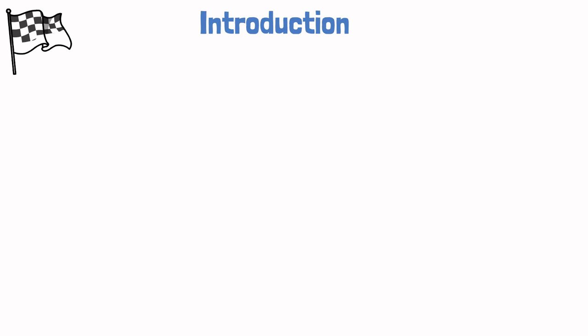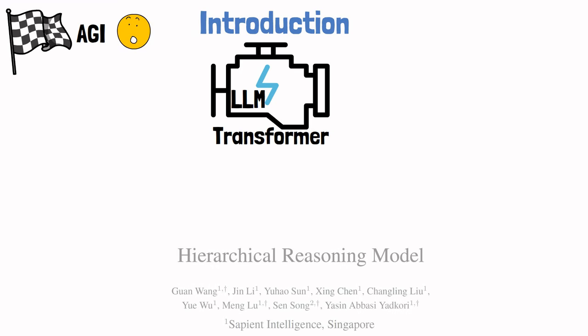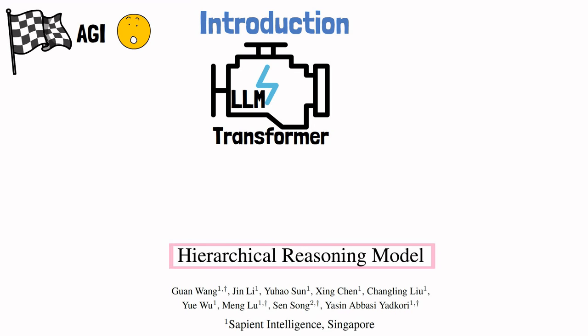The race toward AGI is driven mainly by large language models, and most of them are built on the transformer architecture. But what if the road to AGI doesn't go through transformers at all? In this video, we'll explain a new model architecture called Hierarchical Reasoning Model, or HRM, introduced in a recent paper of the same name.